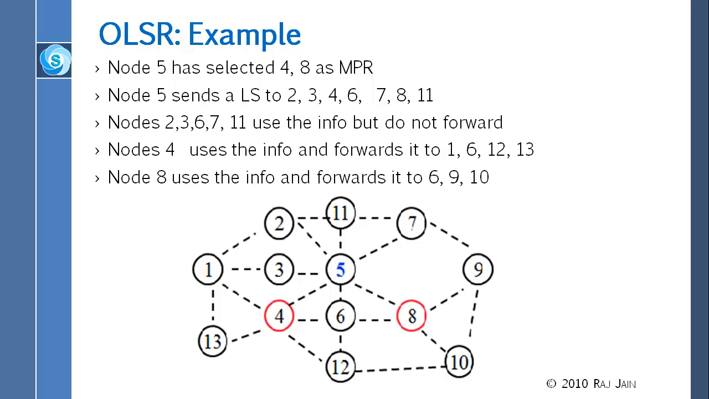So 8 will send it to 9 and 10. And 4 will send it to 1, 13, and 12. Alright? And as soon as 4 does that, basically every node in the network has gotten the information that we needed to transmit. So by just sending from 5 to 4 and 8, we are able to cover the entire network. So that's the whole idea behind OLSR.